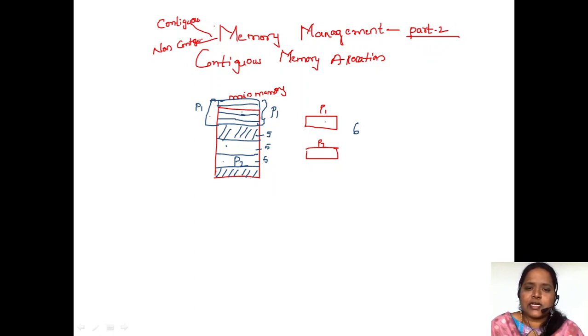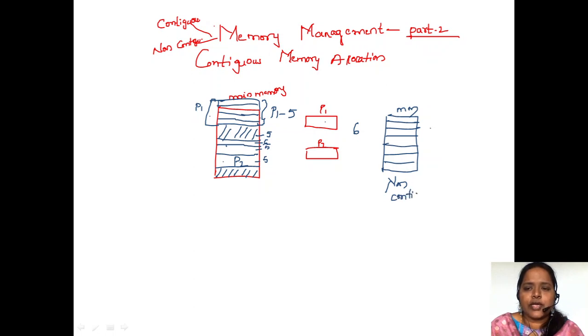Non-contiguous means, suppose here P1's 5 instructions are allocated, and here one more empty space is there, so the 6th instruction will be allocated there. This is non-contiguous. Wherever we find space, we allocate the process over there. So here this is the main memory, and I'm taking non-contiguous memory allocation.